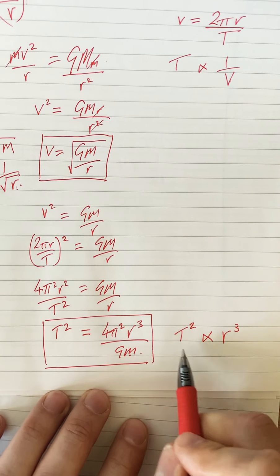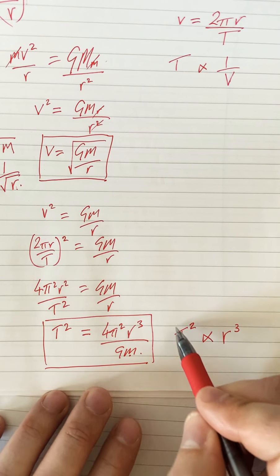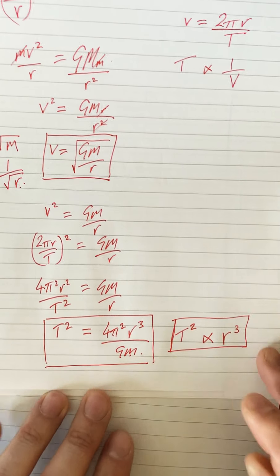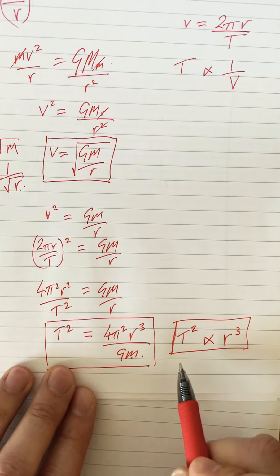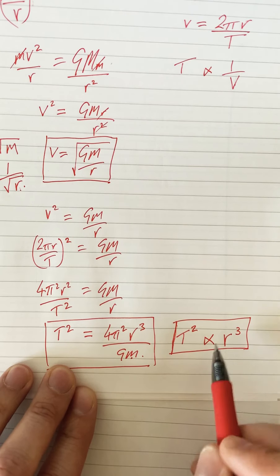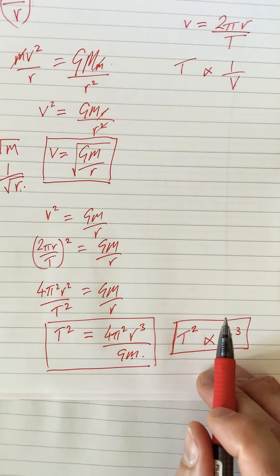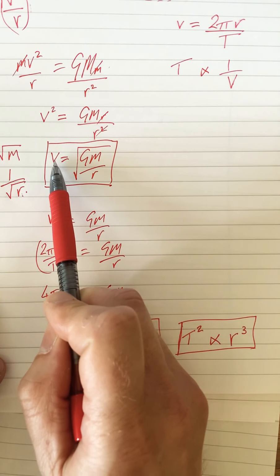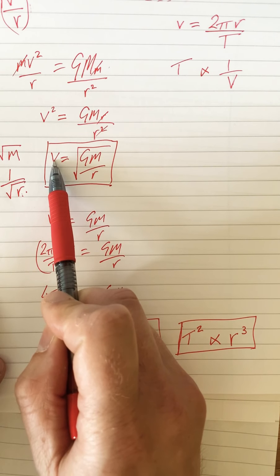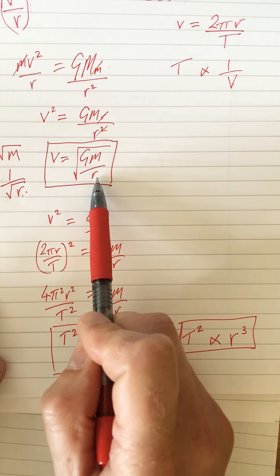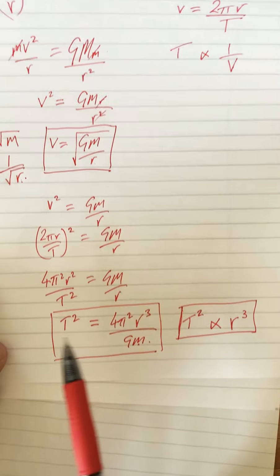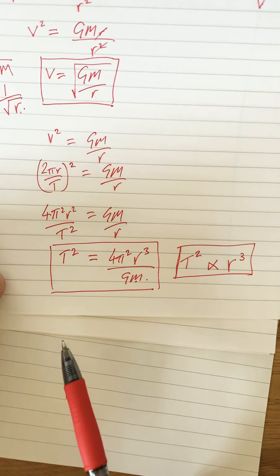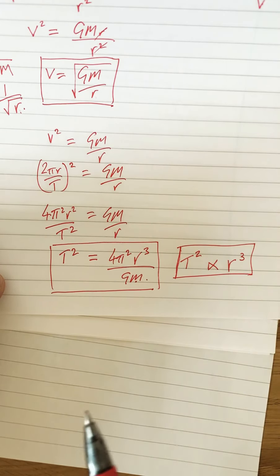Now we'll discuss this in a bit more detail when we talk about Kepler's laws. This is his third law, so we'll talk about it when I describe his other laws. But so far, what we've discussed is that you can work out how fast something should be travelling around a planet depending on how far away it is. And now we can actually work out how long it takes to go around that planet depending upon how far away it is from the planet.